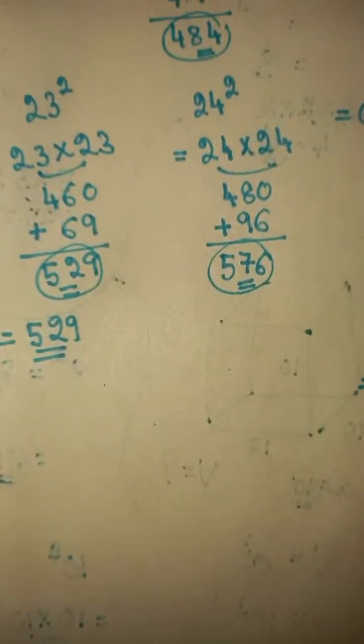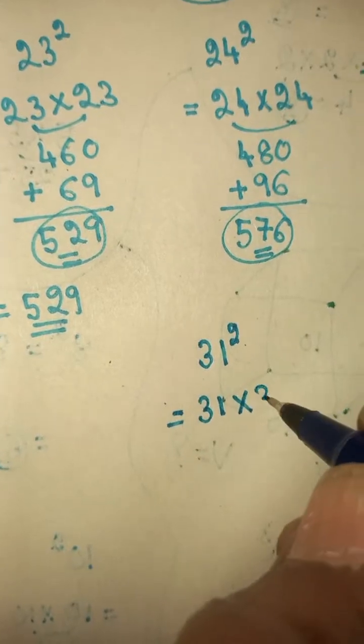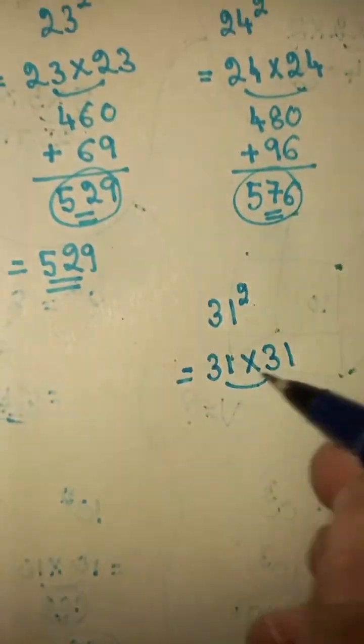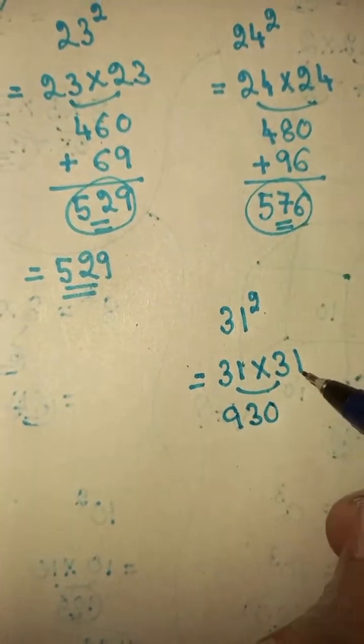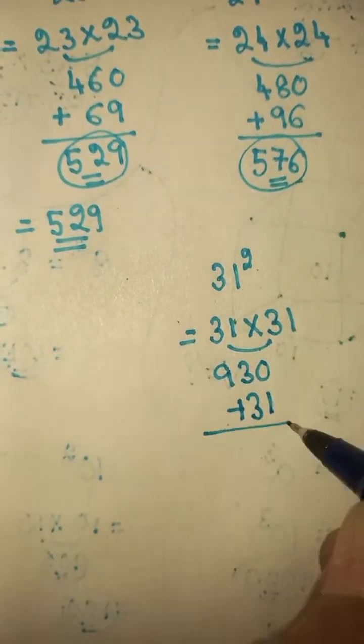Now let's find out the last one, 31 square. This is 31 times of 31. 31 times of 3 is 93. So 31 times of 30 is 930, plus 31 times of 1 is 31, 961.